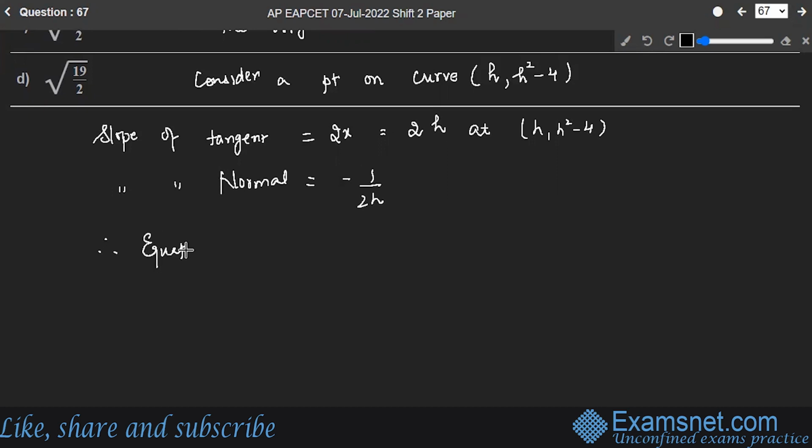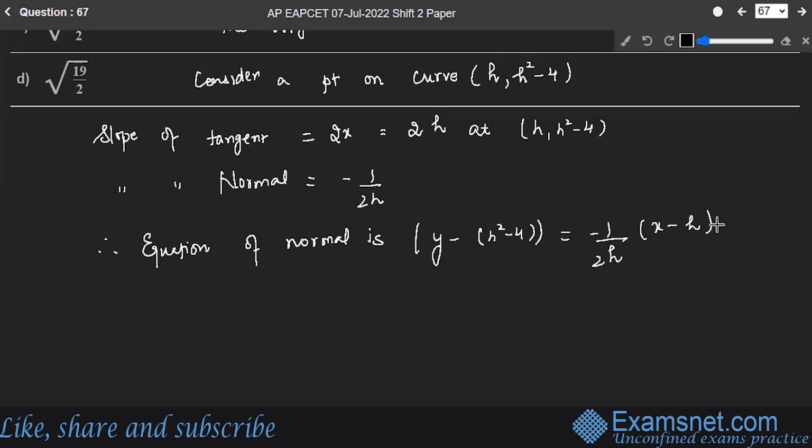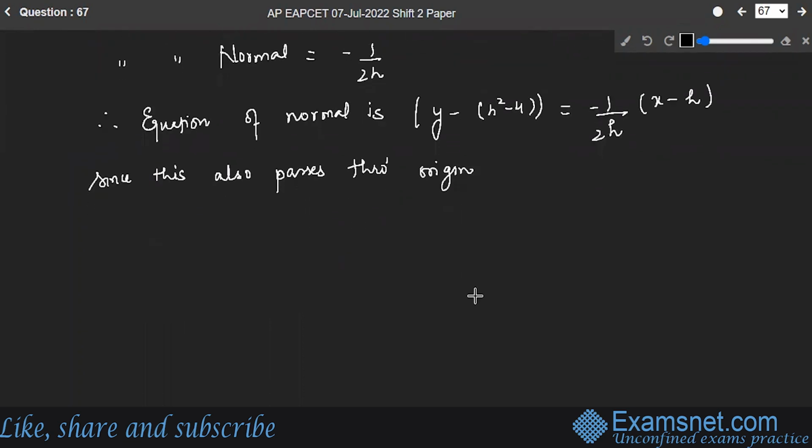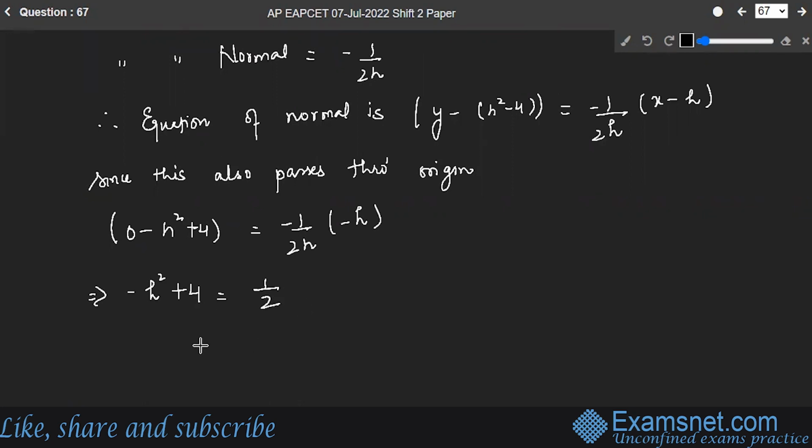Therefore, equation of normal is y minus (h square minus 4) is equal to minus 1 upon 2h, times (x minus h). Now, since this also passes through origin, this can be written as 0 minus h square plus 4 is equal to minus 1 upon 2h times minus h, which will give you h square minus 4 is equal to 1 by 2. From here, we will find out that h is equal to plus minus root of 7 by 2.